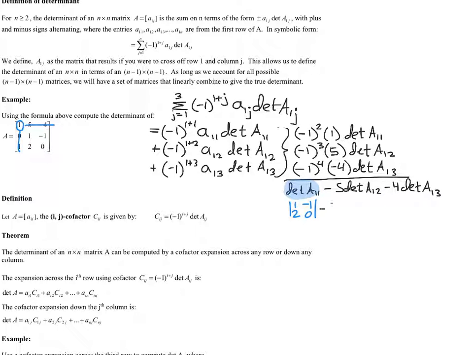Then we have the minus 5. Then I have to do the same thing for the 5. So eliminate the row and column that contains the 5. Now, if you start crossing out stuff too much, you can run into a problem. But I can still see that that's a 0 here. And that's, I hope it's a 1. So 0, -1, 1, 0.